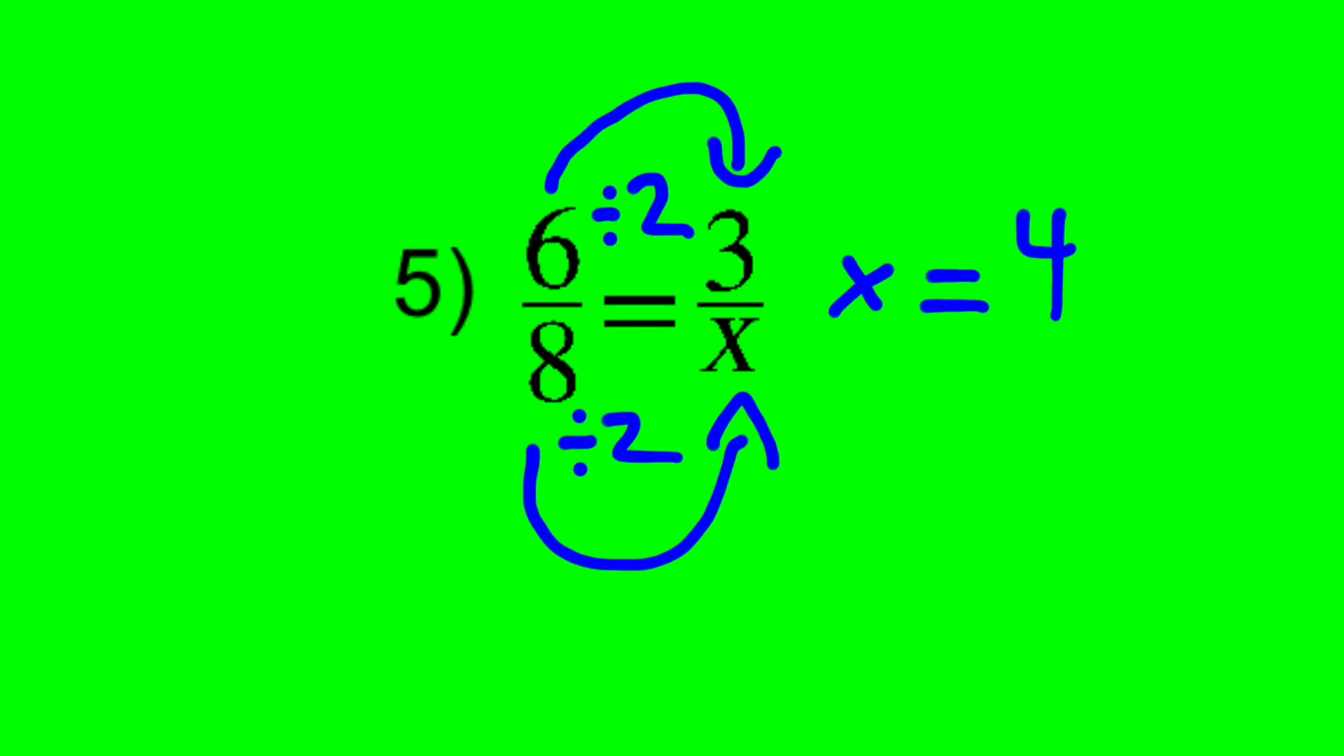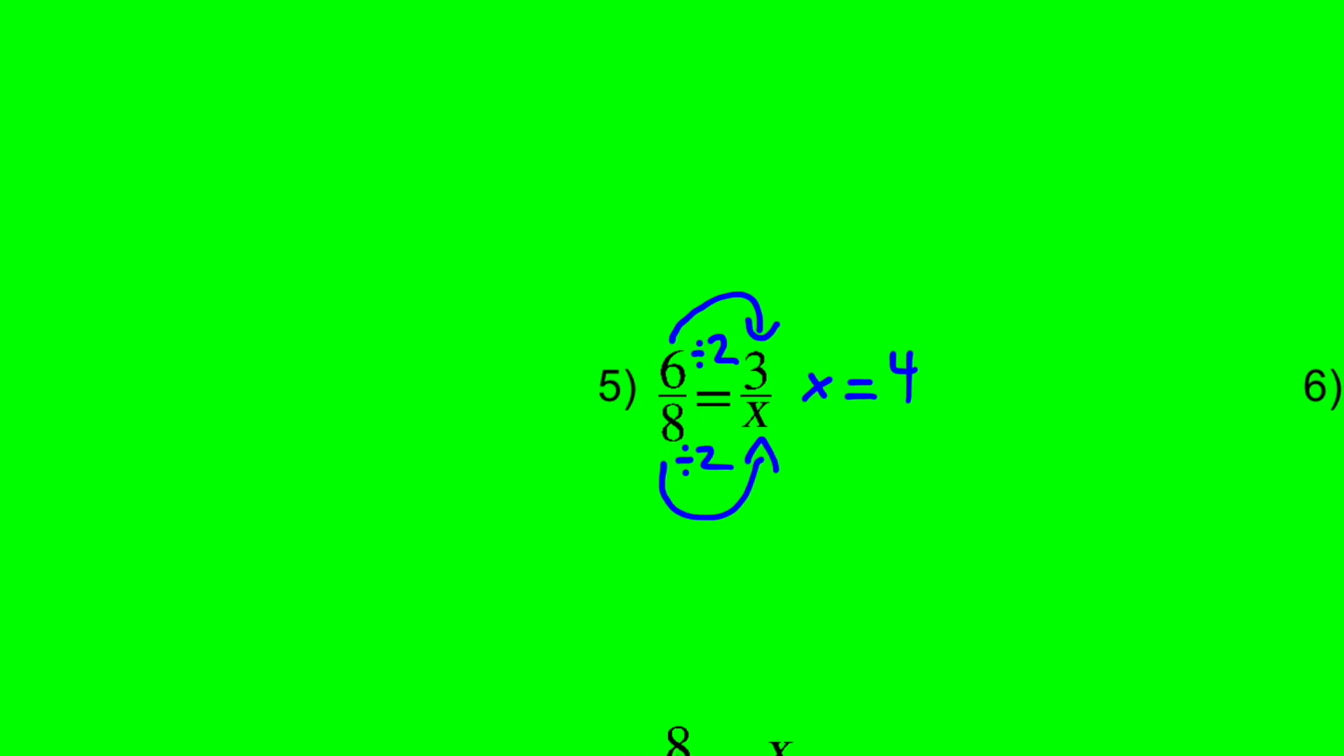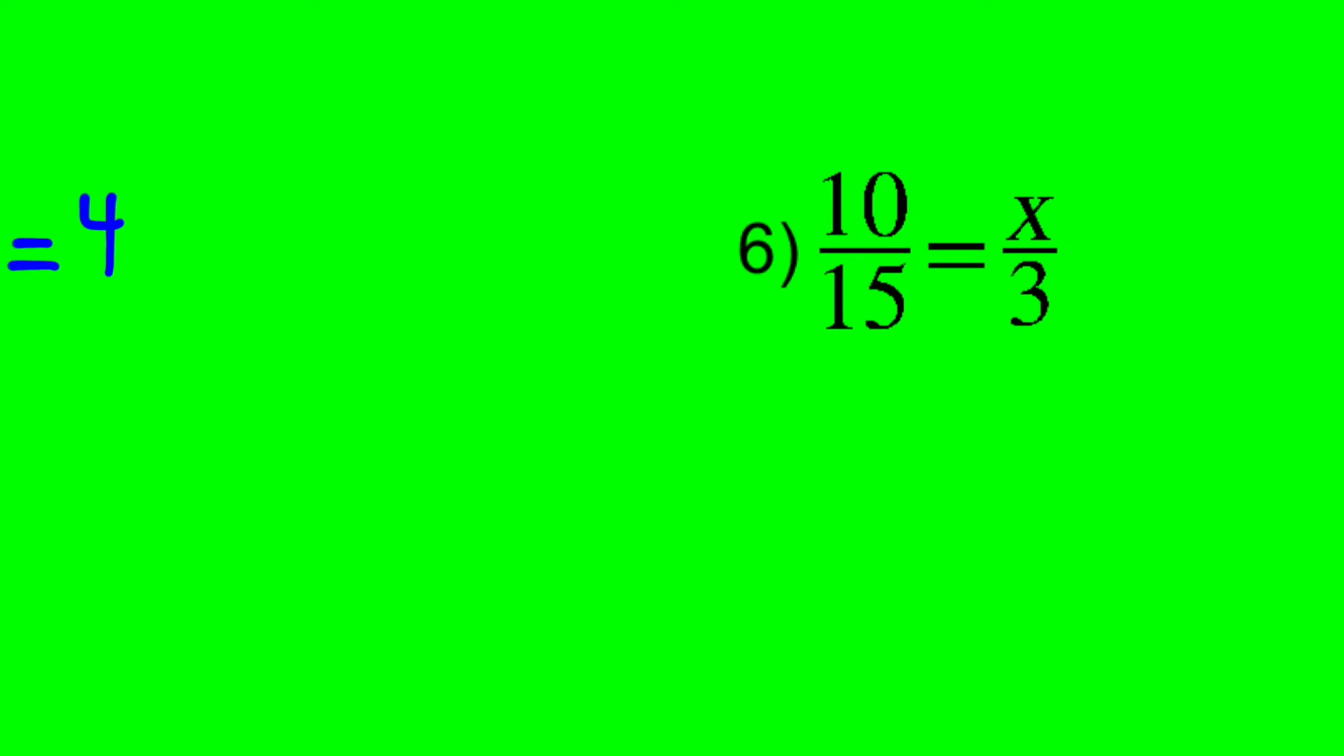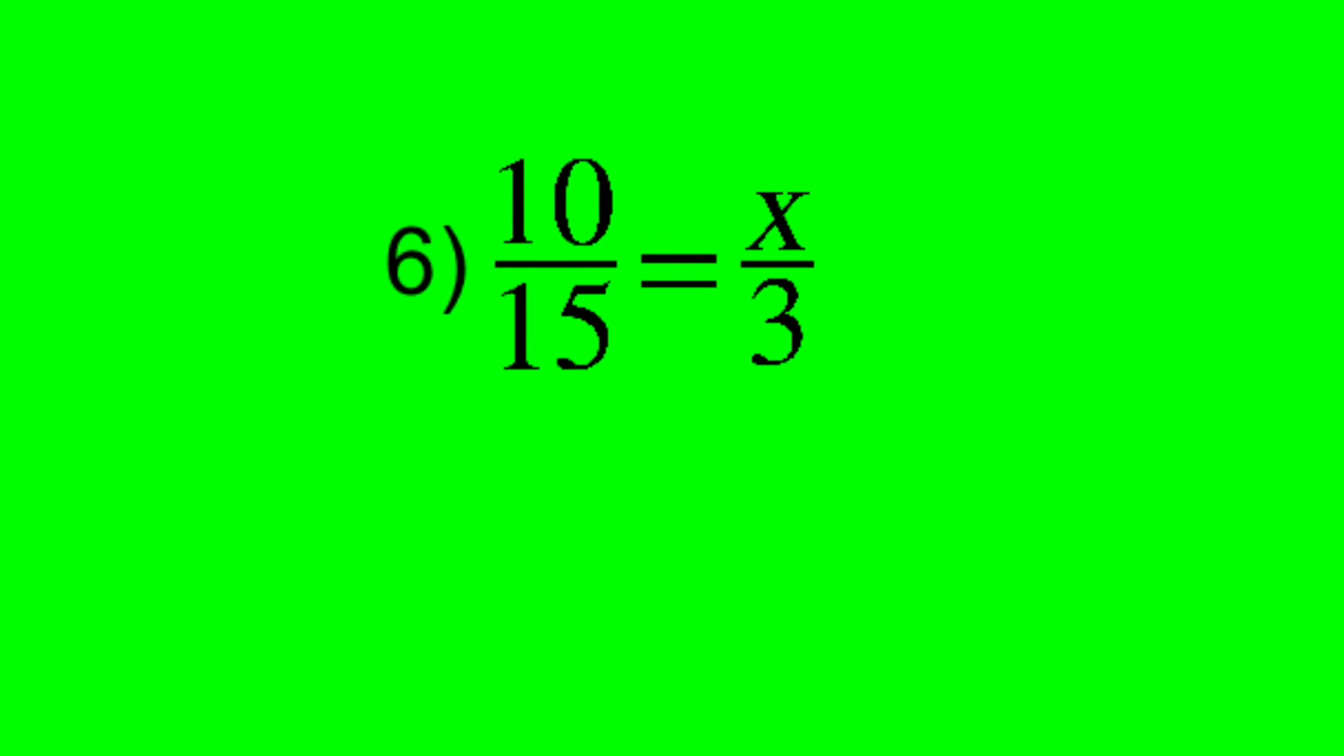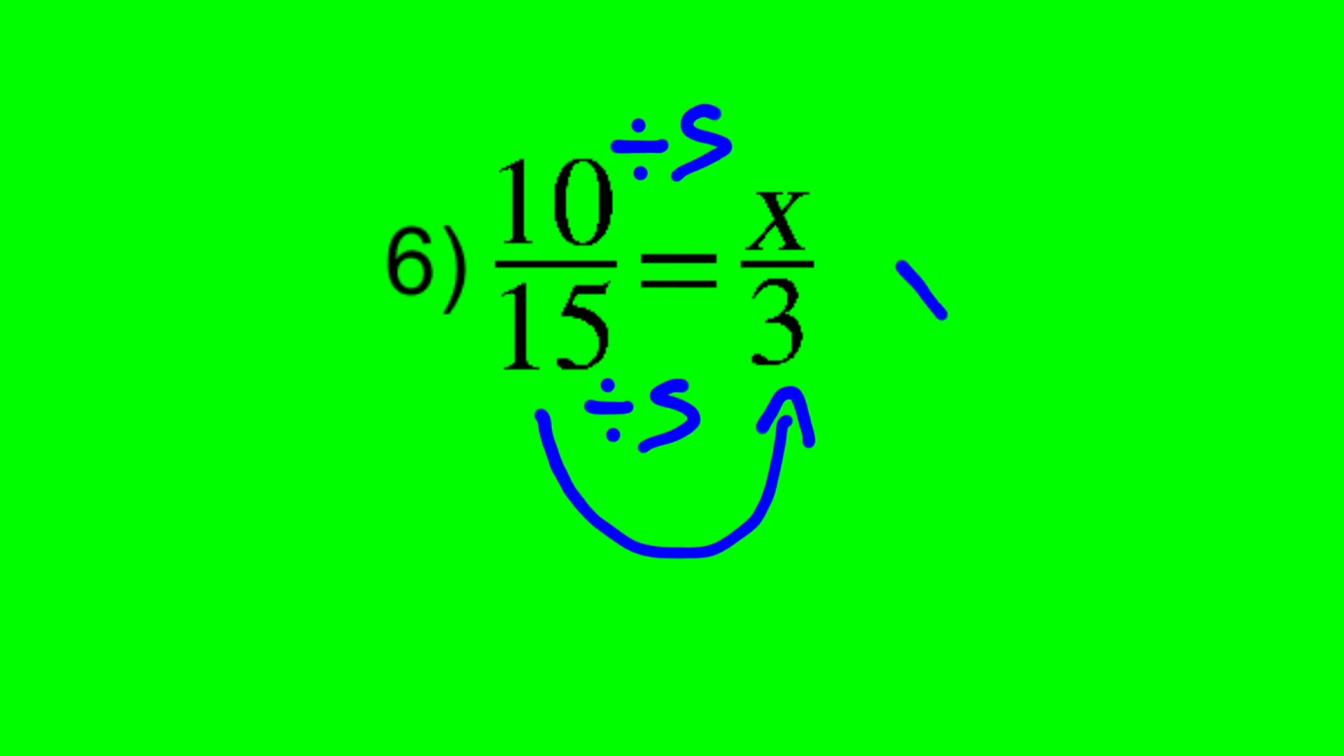So it's really about recognizing some of your division facts. We'll try another one here. On this one, I notice on the denominators of each fraction that to go from 15 to 3, I divide by 5. And since they're equivalent fractions, I do the same thing to the top. 10 divided by 5. And that gives me that x is equal to 2.